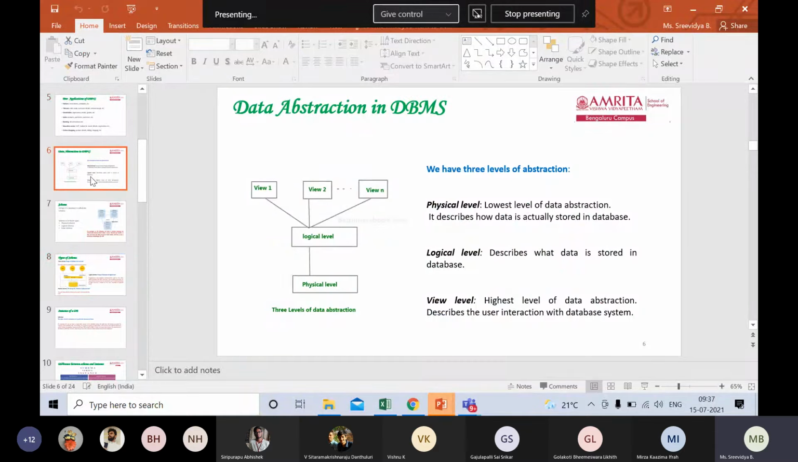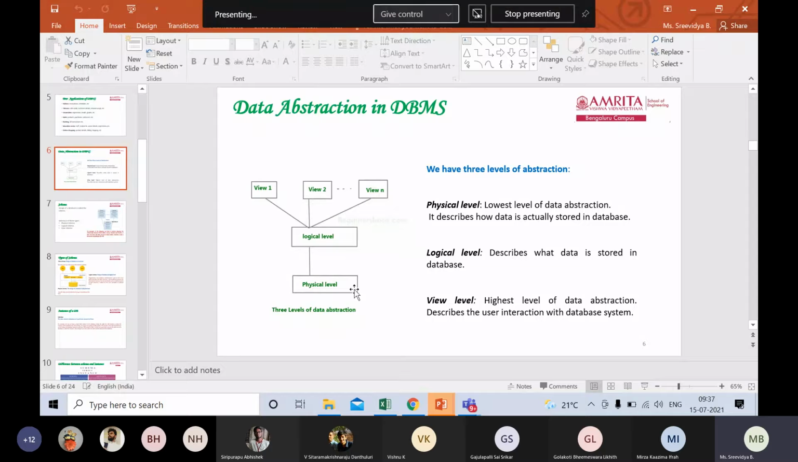Then coming to data abstraction, something we spoke about for probably one or two classes, where we have a physical level, logical level, and the view level. If this entire database architecture is considered, it's a 3-tier architecture. What happens in a 3-tier architecture? They are divided based on certain levels of abstraction. Abstraction is some kind of hiding. Now, what are those levels? There are the physical level, the logical level, and the view level.